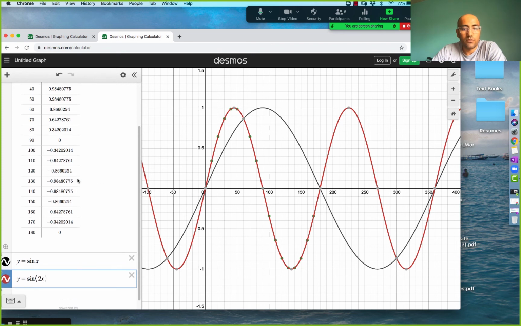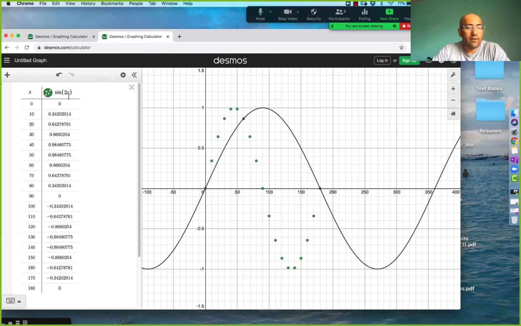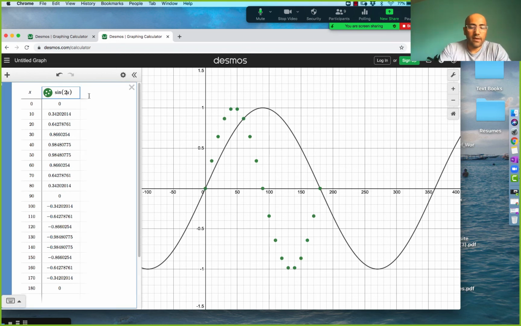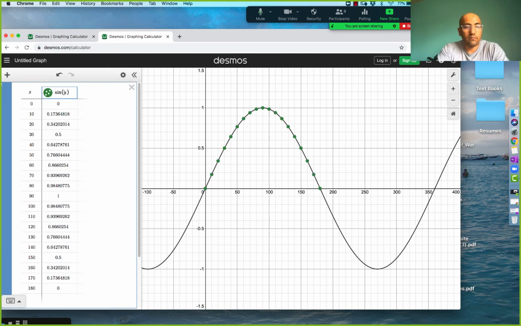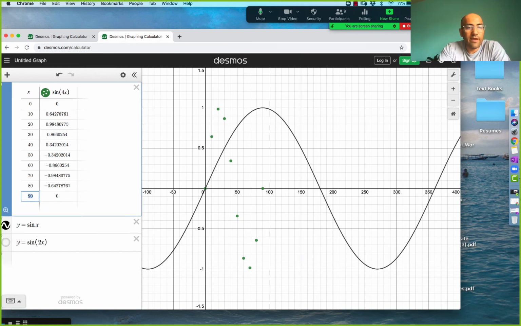Good, good. Maybe, sort of, kind of. Okay, well, forget that. How about if, on the other hand, we multiply it by 4? If we multiply it by 4, we'll see that we finish the period even faster.